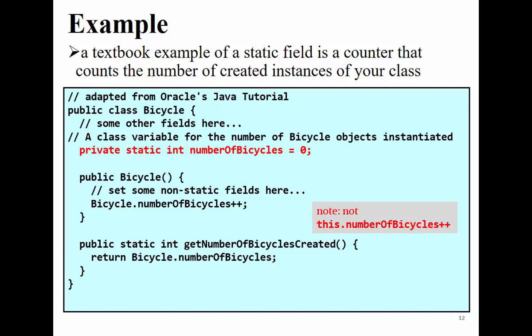Now, it's very important to see the static field and the static methods. Only a static method can access a static field. Okay? To access the static field, you need a static method. You cannot access the static field with a method that is not defined as static. Okay?